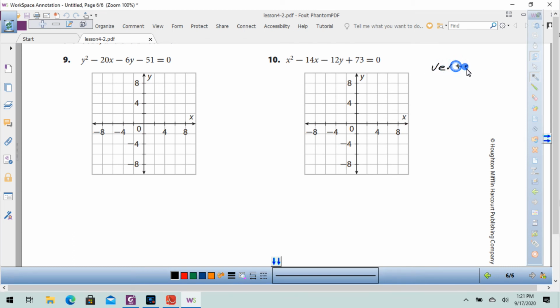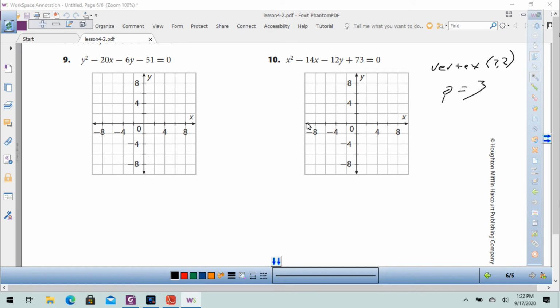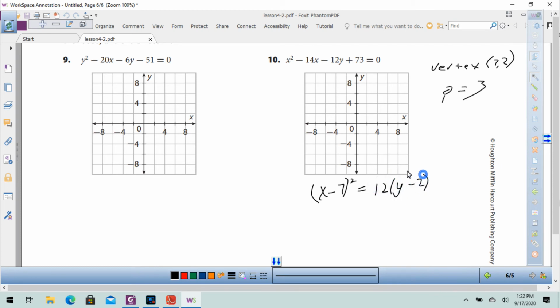Vertex 7, 2. And so our p, we had calculated that was 3, wasn't it? Yes, 1, 2, 3. All right. And what else do we need? Oh, it opens up. So we're going to have x minus 7 squared equals 4 times 3 is 12, y minus 2.